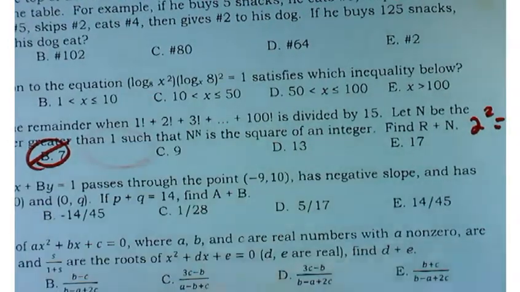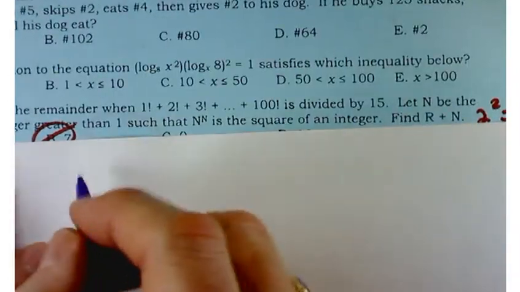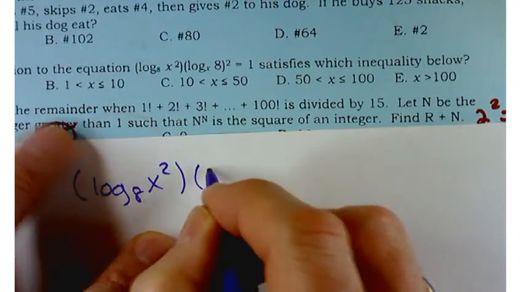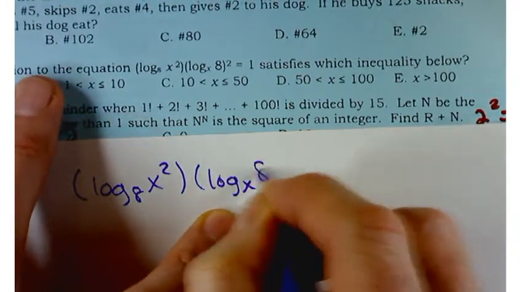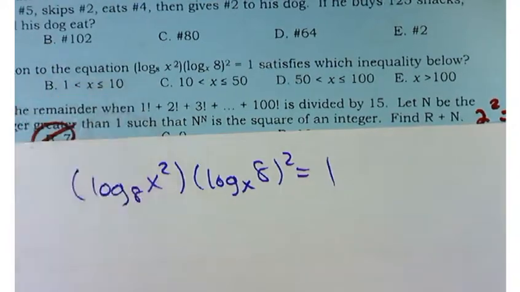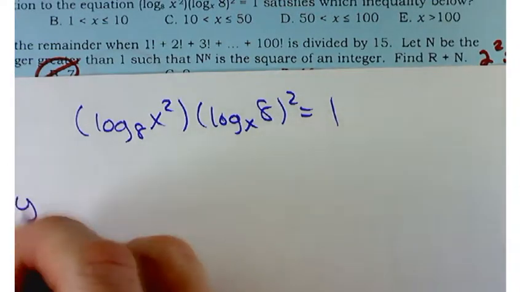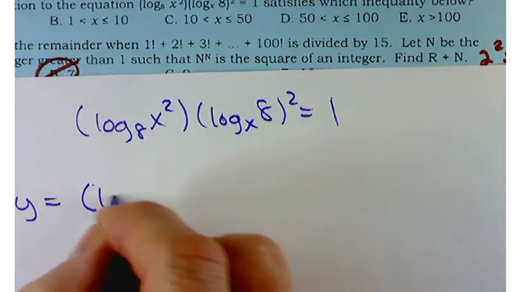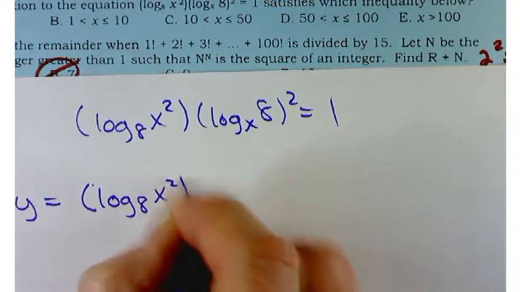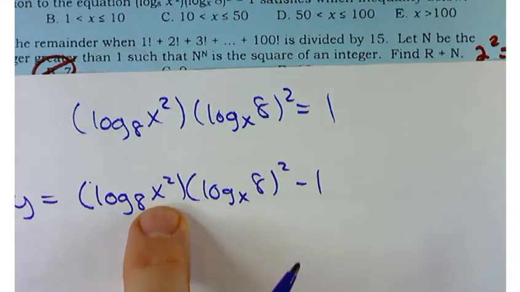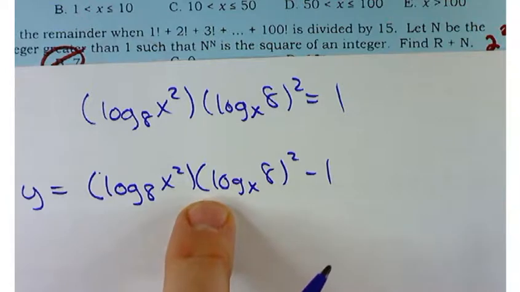Log base 8 of x squared times log base x of 8 squared equals 1. I'm going to do the same thing with this that I did with the equation my students faced earlier today. I'm going to move this over here and write this new function: log base 8 of x squared times log base x of 8 squared minus 1. And I want to see where this crosses the x-axis. And that's where I'm going to have a solution.